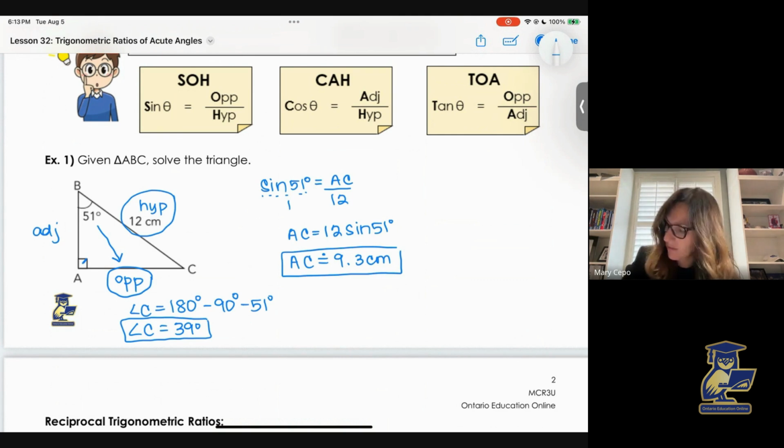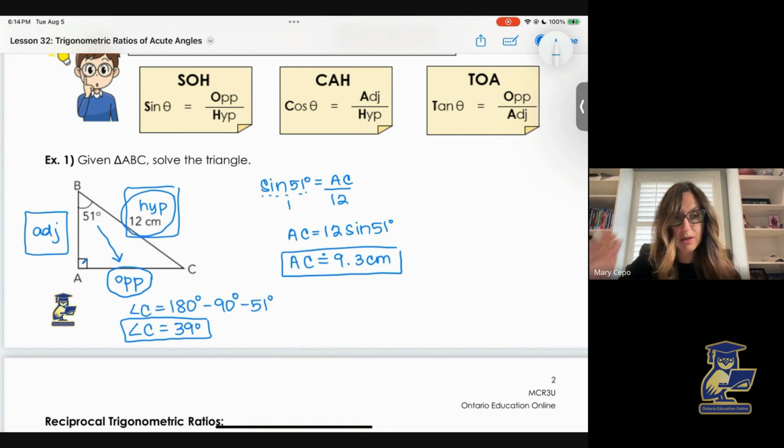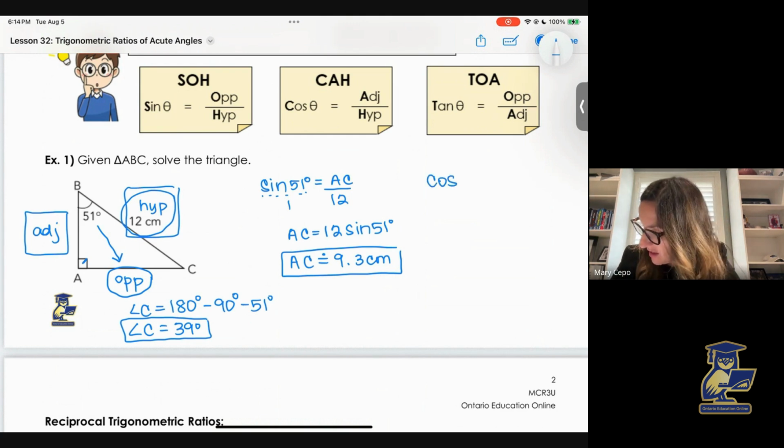Okay, this time we have the hypotenuse. We need the adjacent side, the last side to determine. Looking at SOHCAHTOA, which ratio compares the adjacent side over the hypotenuse? CAH, C-A-H. So that means we'd write cosine, then the angle, because we labeled everything according to that acute angle, is equal to the adjacent side, which is AB, over the hypotenuse, which is 12.